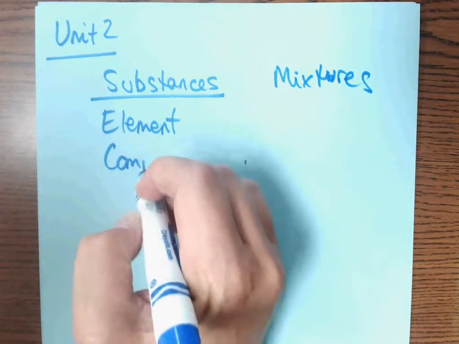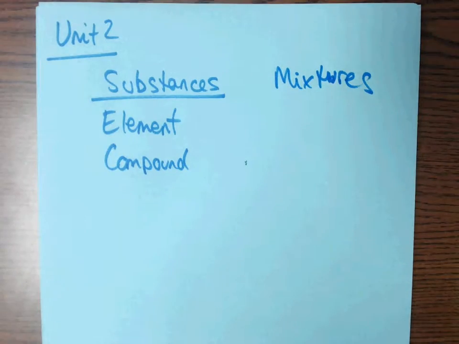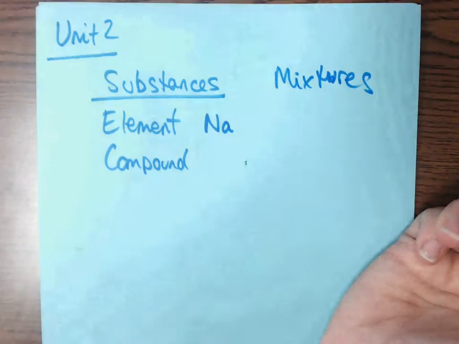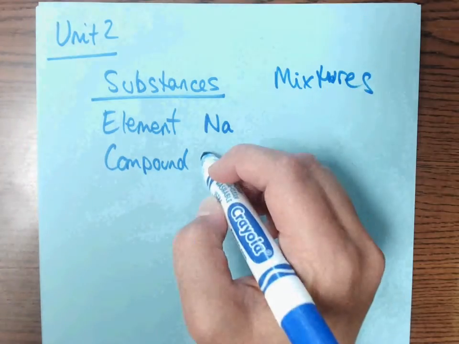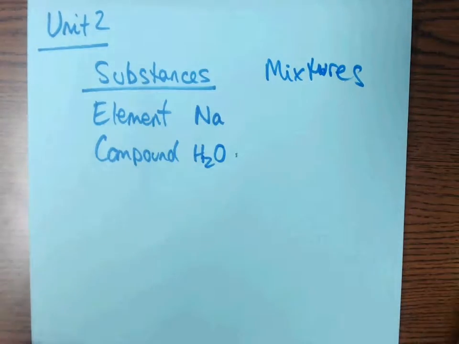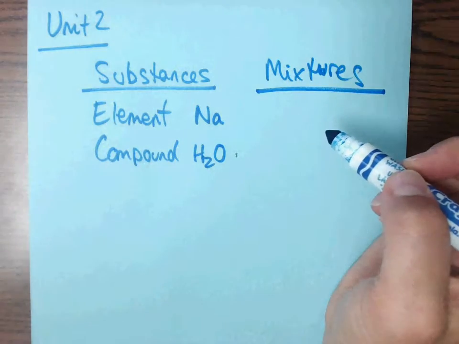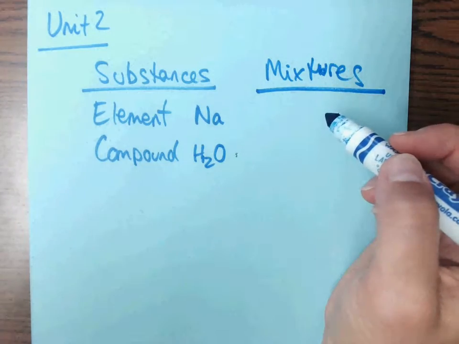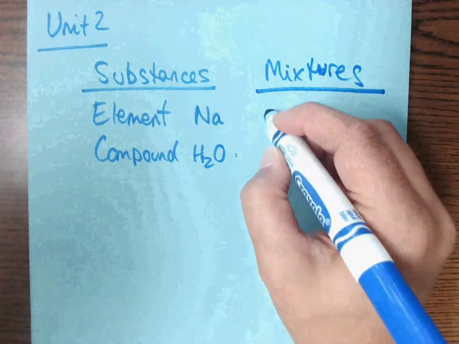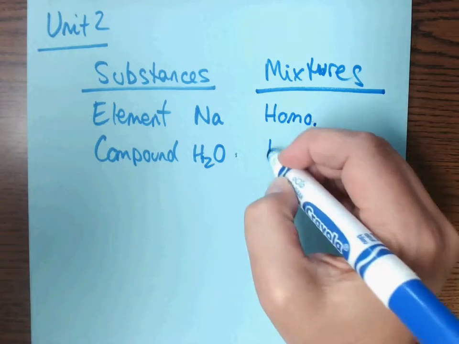So if it's an element on the periodic table, it's classified as a substance. If it's a combination of elements that are always in the exact same proportions, it's a compound. So sodium, that's an element, its symbol is always Na. Water, it's a compound, its formula is always H2O.